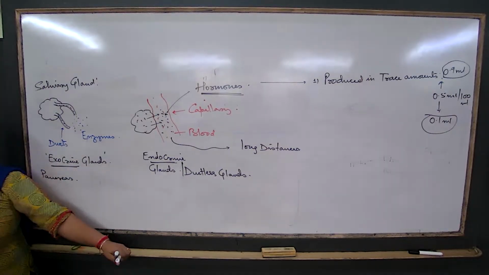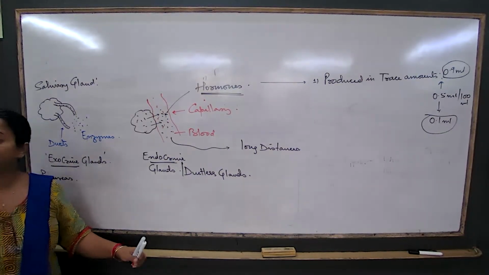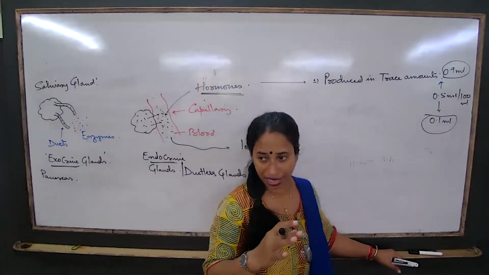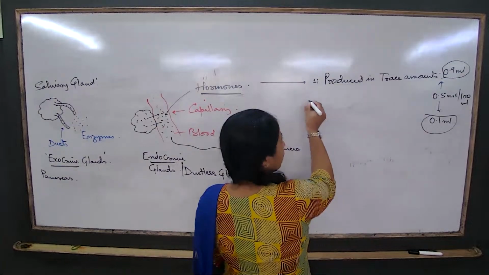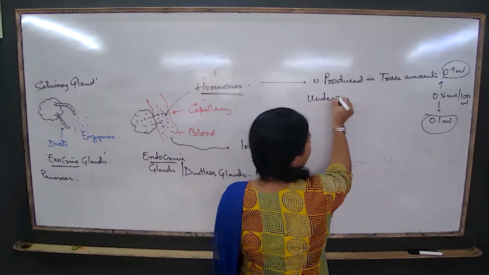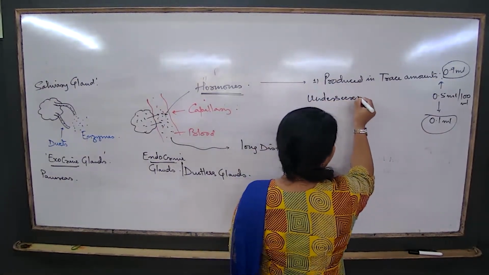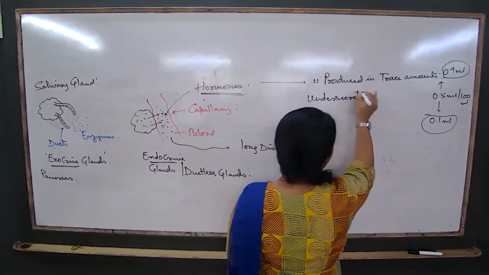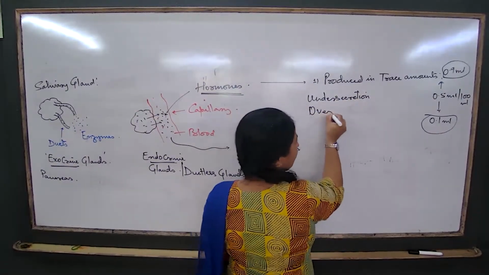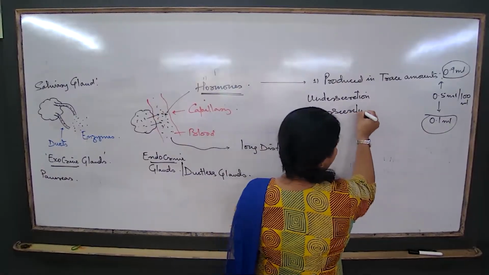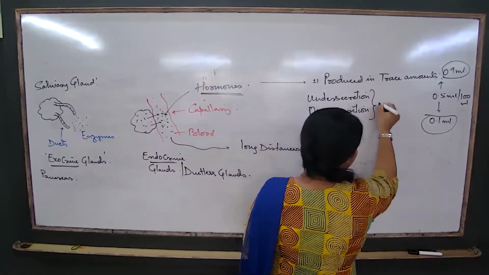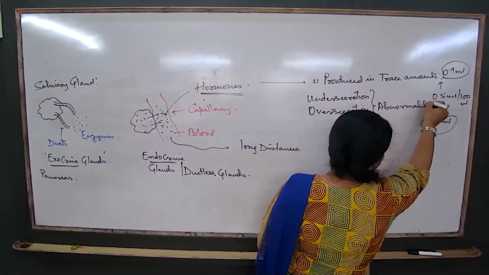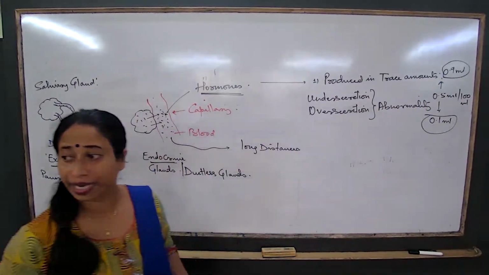But what about the hormones? If the hormones are released in excess or in less quantity, what is that condition known as? We would say both undersecretion and oversecretion give rise to abnormalities. That is one difference, unlike enzymes.